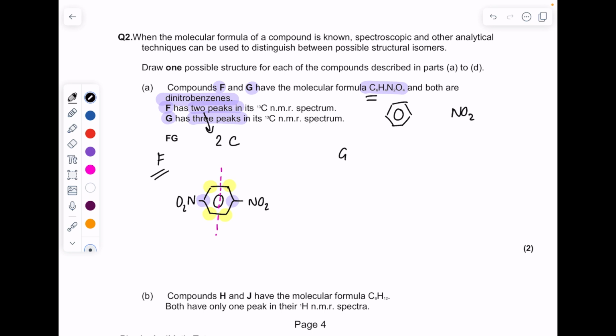What about my structure for G, which I know has 3 peaks, so 3 carbon environments. There's my benzene ring. Let's add a dotted line just to show you how we're working out these carbon environments. They're both in the same carbon environment, and then a 3rd carbon environment. So yeah, 3 peaks.